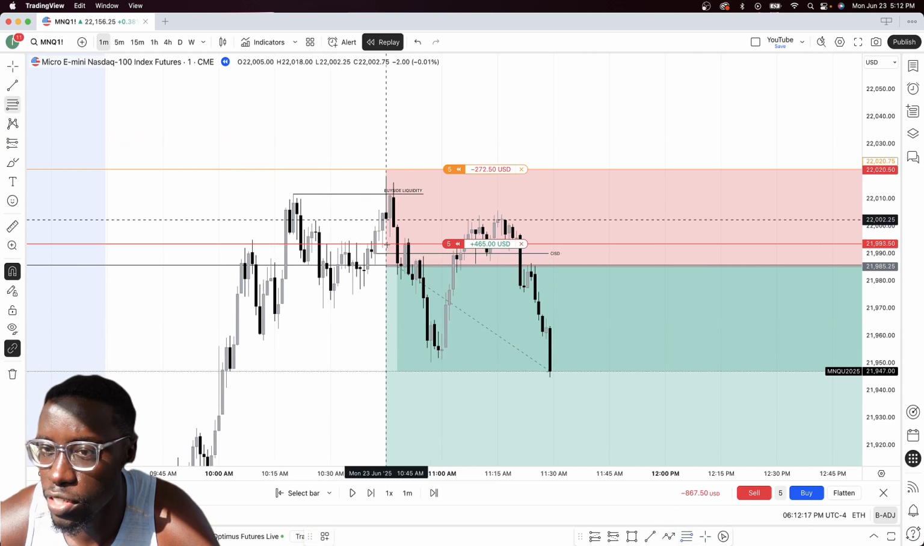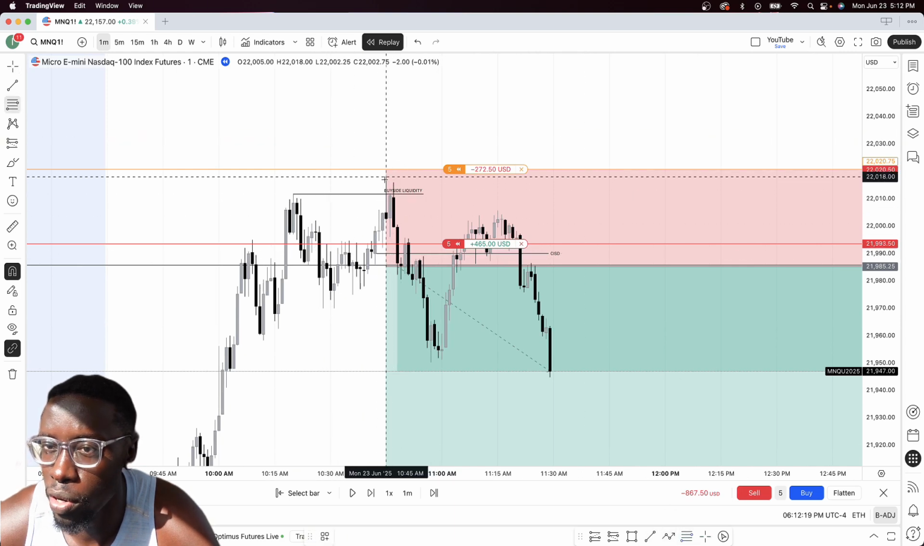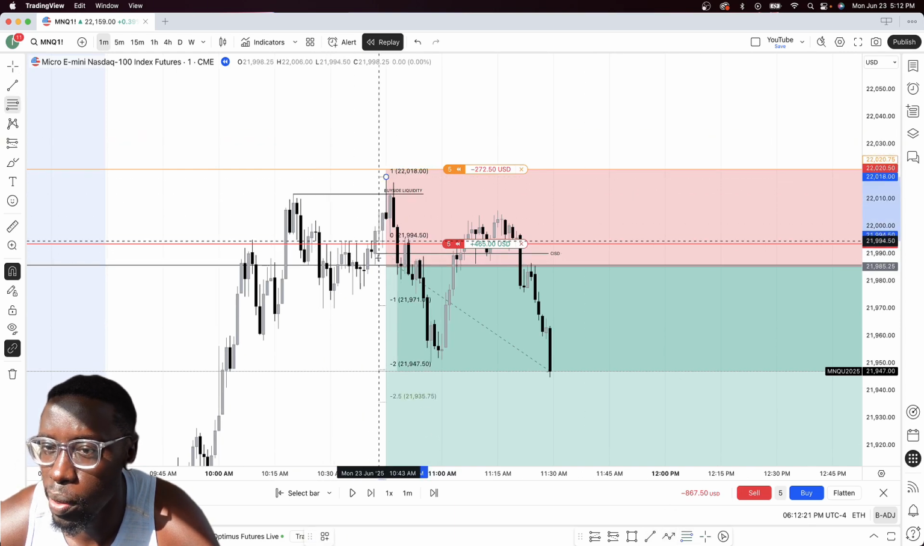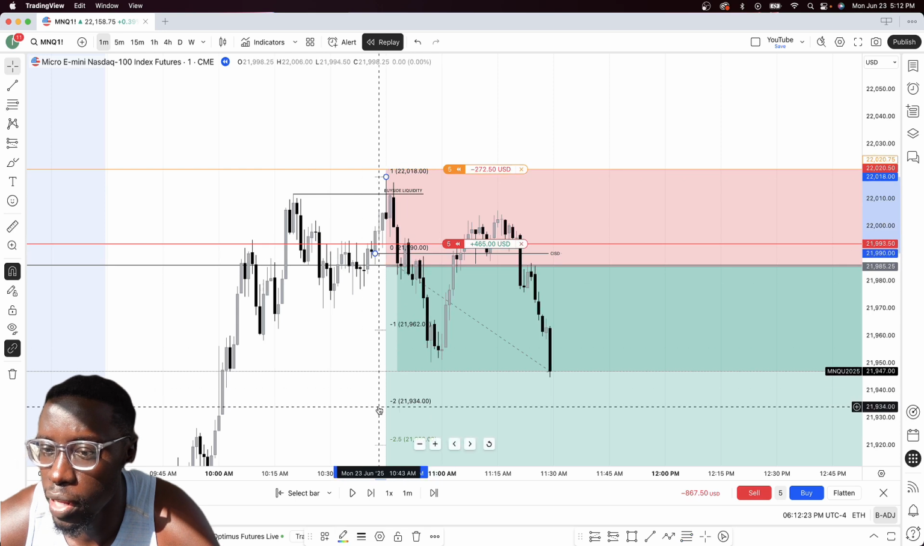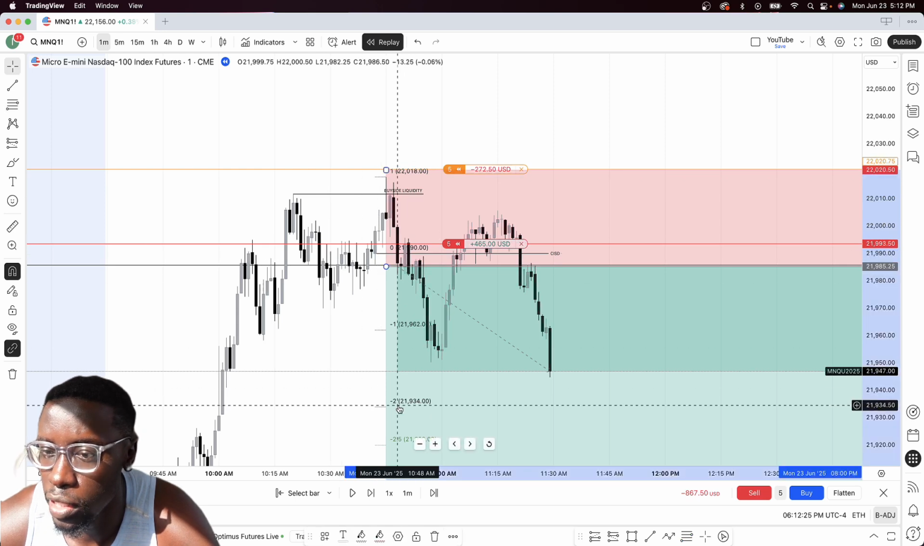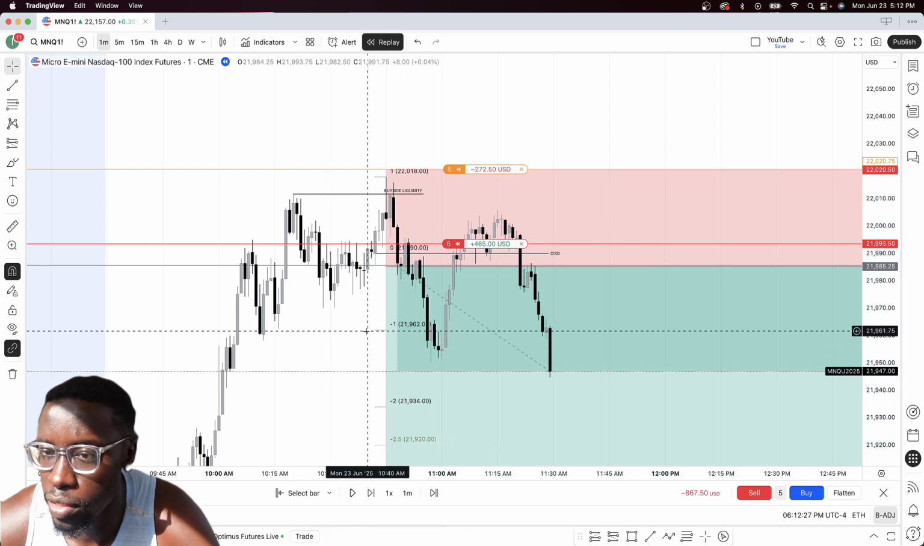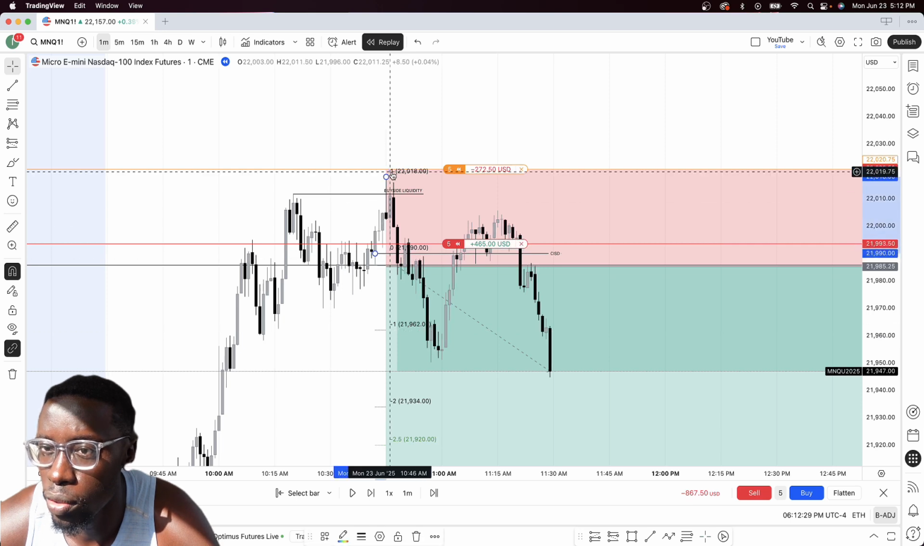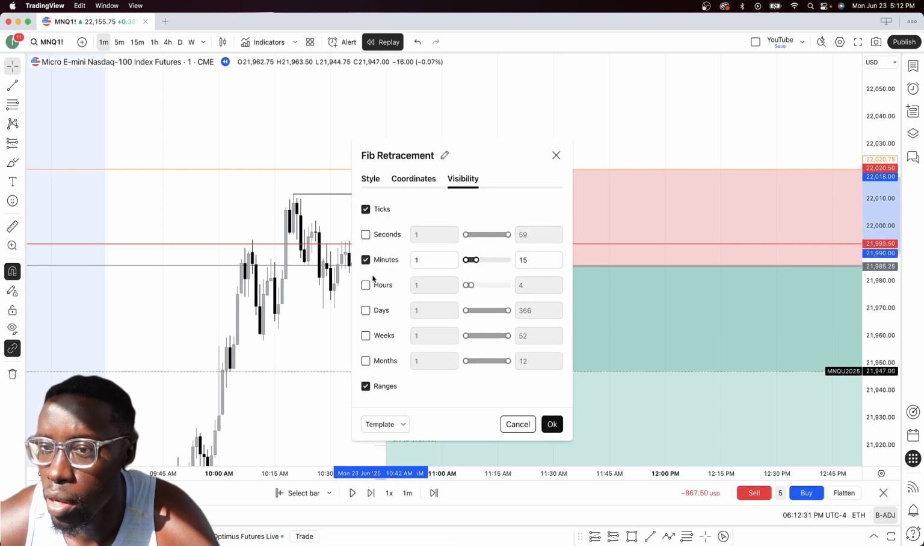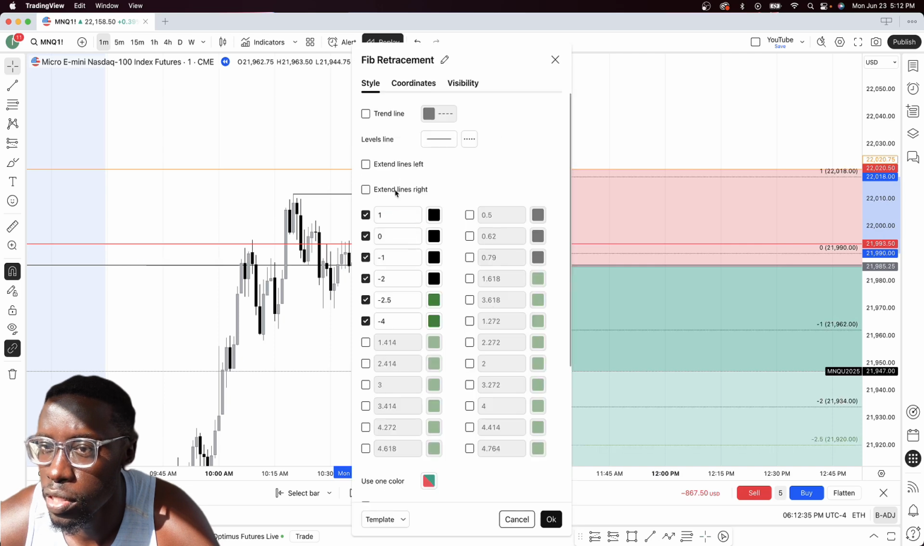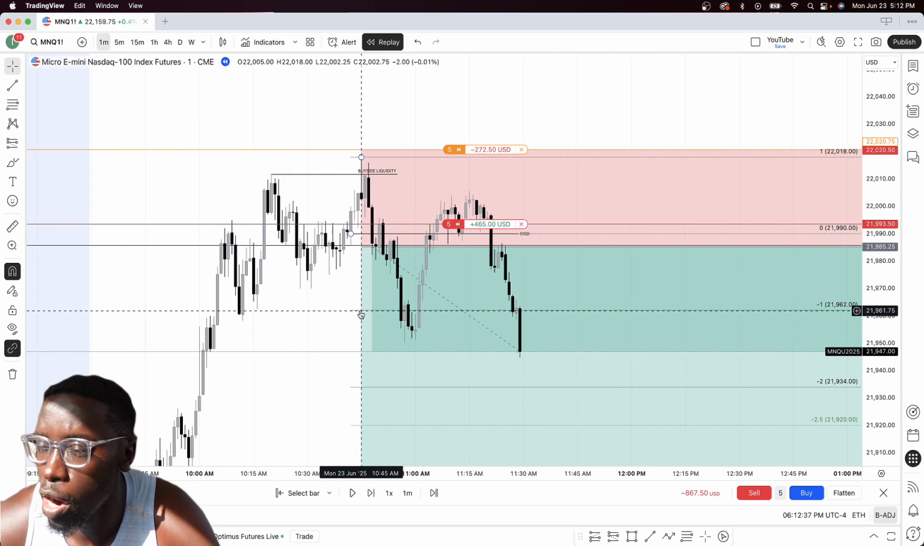So in this case, the standard deviation is going to be your manipulation leg, right? So we want to mark out where the levels for this manipulation leg actually are. All right, so I want to make this visible, extend these lines. So in this case, we had our -1 here.